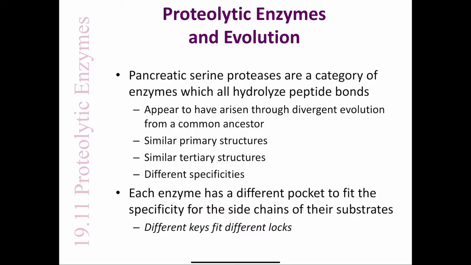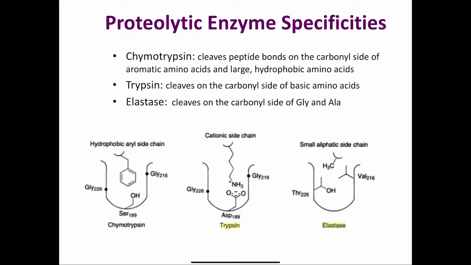These enzymes have different pockets for the side chains of their substrates. Different keys fit different locks. Chymotrypsin cleaves peptide bonds on the carbonyl side of aromatic amino acids and large hydrophobic amino acids like methionine. Trypsin cleaves peptide bonds on the carbonyl side of basic amino acids, and elastase cleaves peptide bonds on the carbonyl side of glycine and alanine. Again, these enzymes have different pockets for the side chains of their substrates. Different keys fit different locks. This difference manifests itself in the substrate specificity. For example, the binding pocket of trypsin is long, narrow, and negatively charged to accommodate lysine or arginine R groups.